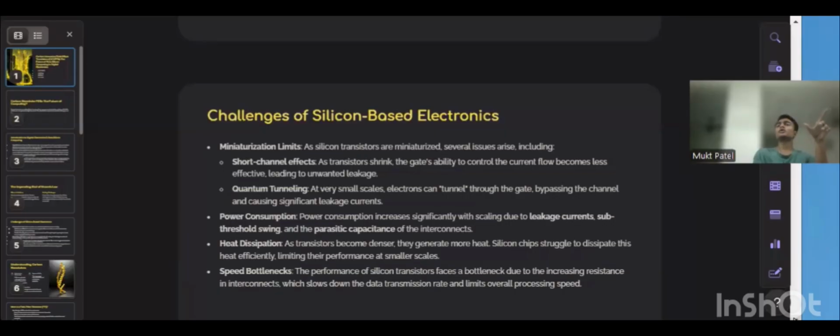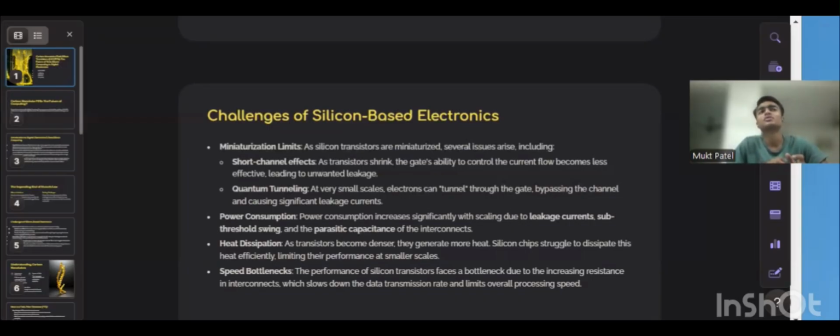Leading to unwanted leakage. As the transistor shrinks, the gate's ability to control the current flow becomes less effective because the carriers can't get enough space to move, which leads to the unwanted leakage. Quantum tunneling is similar: at very small scale, electrons can tunnel through the gate, bypassing the channel and causing significant leakage current.